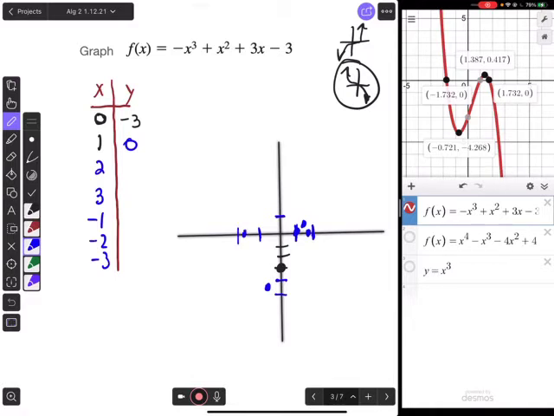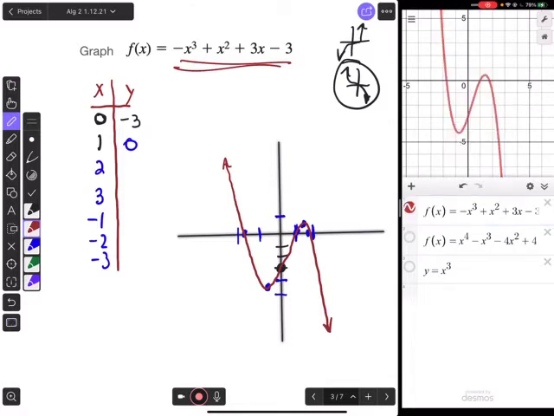And that's probably enough points, and I'm going to sketch it in. And it'll come down like this. Try and make it nice and smooth. All polynomials are nice and smooth. And there is my representation of the graph of that function. Okay, again, not perfect. I had some students who actually graphed it on Desmos like this, took a screenshot and pasted it on their paper they turned in.